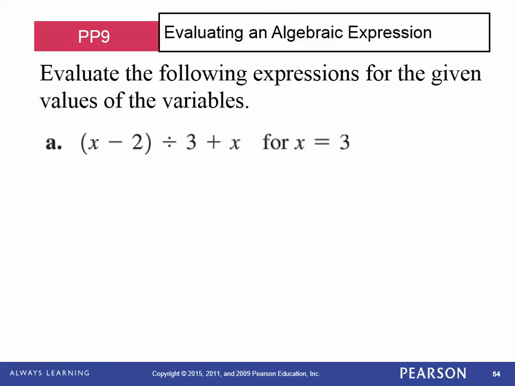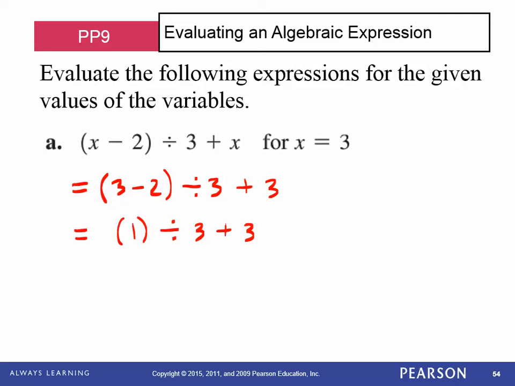And can you do this for me here? Evaluate the following expressions for the given values of the variables. So given that expression, if x is equal to 3, can you plug it in and simplify? Plug in the 3 for the x everywhere. That looks like that. You have to do parentheses first. So 3 subtract 2 first gives you a 1. Looking at any multiplication or division, you get 1 divided by 3. So we can change it into a fraction. That becomes 1/3 plus 3.